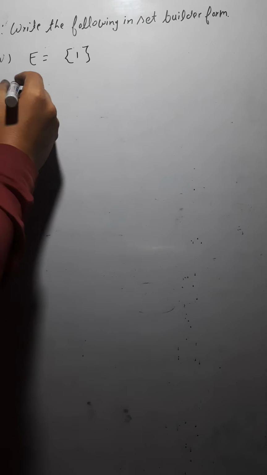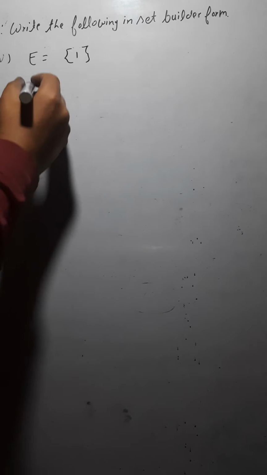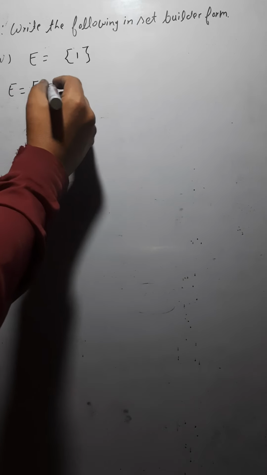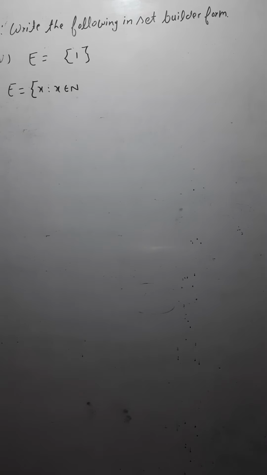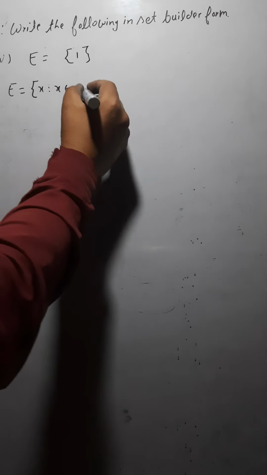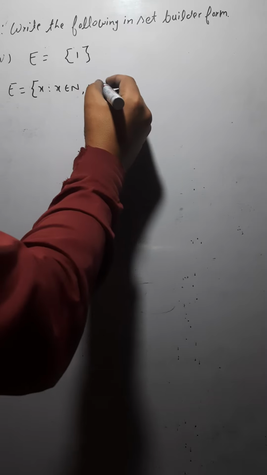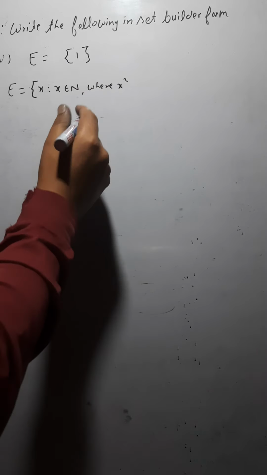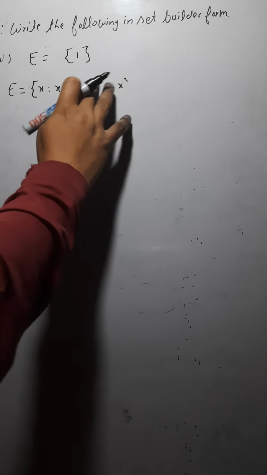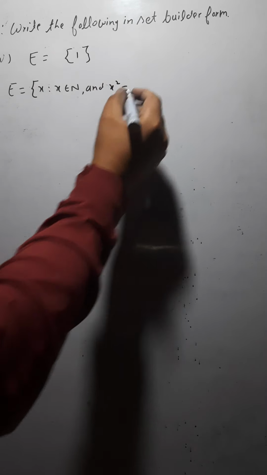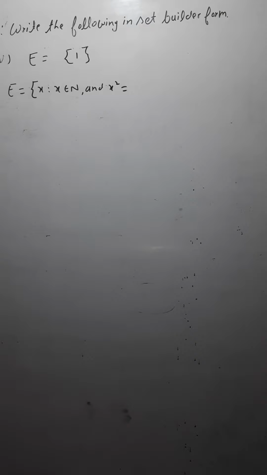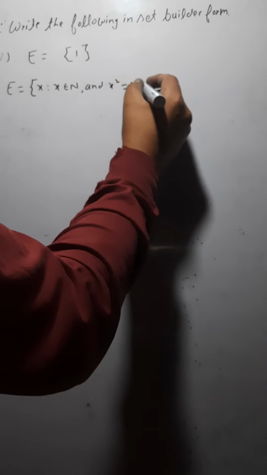You can write this. You have the set E which contains the element X, such that X belongs to natural number because 1 is a natural number, but this is not the complete information about the set. Where X square should be equal to how much? Can you tell me? X square should be equal to X.